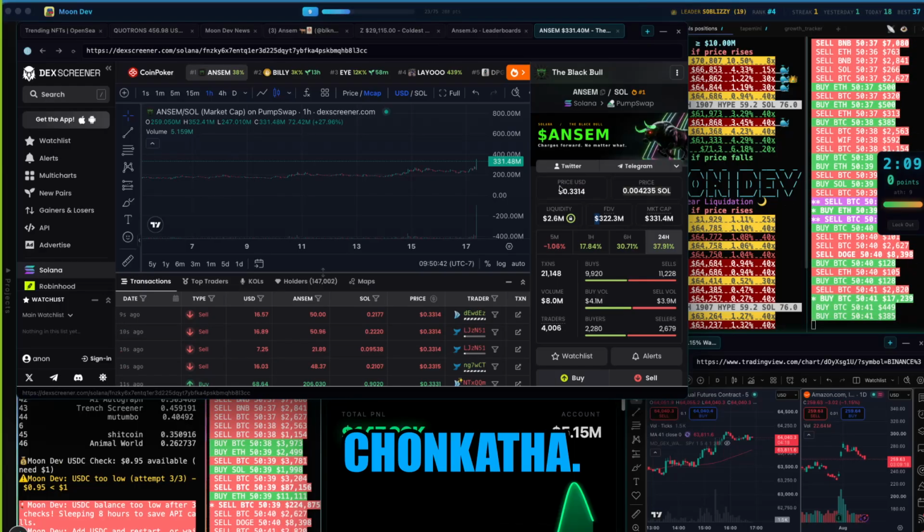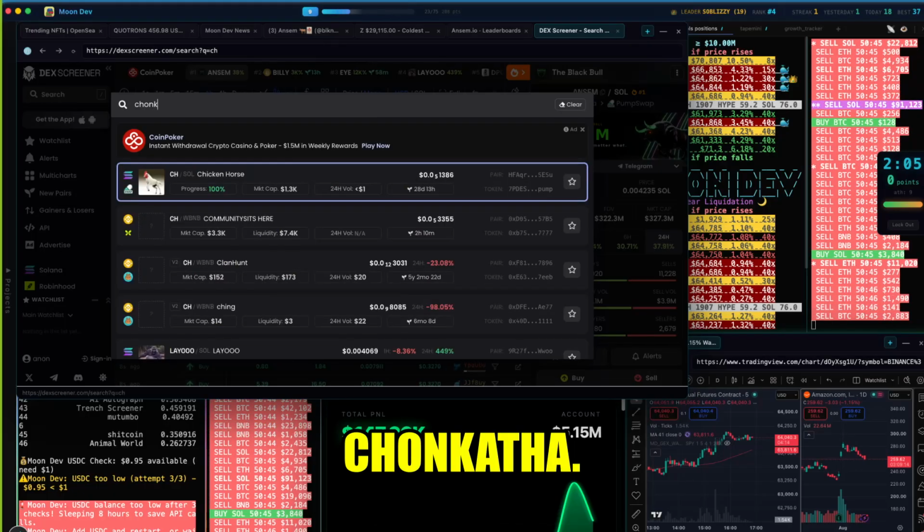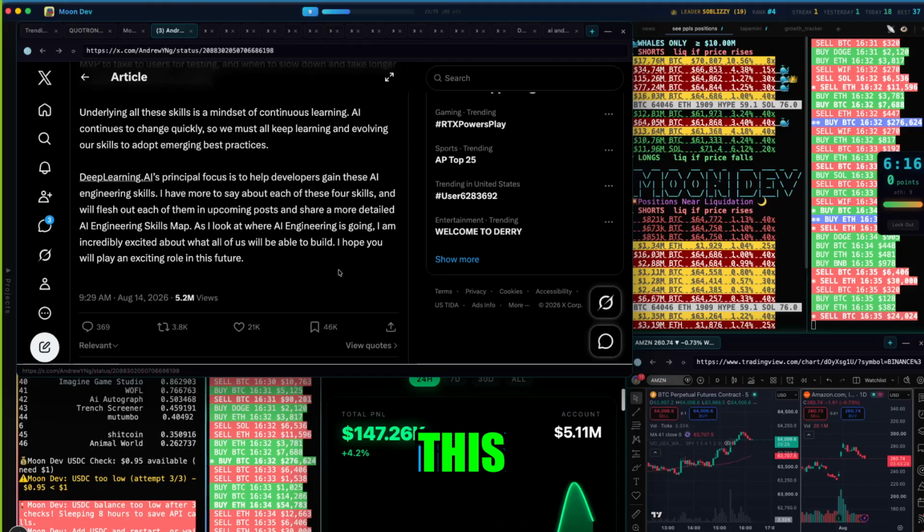What is this Chonketha? Because this keeps running in my wallet. Chonketha? The wet. An exciting role in this future.